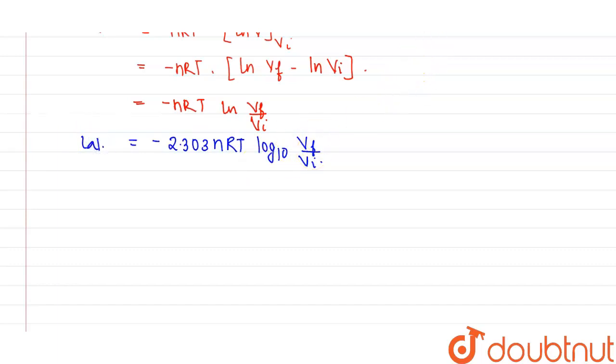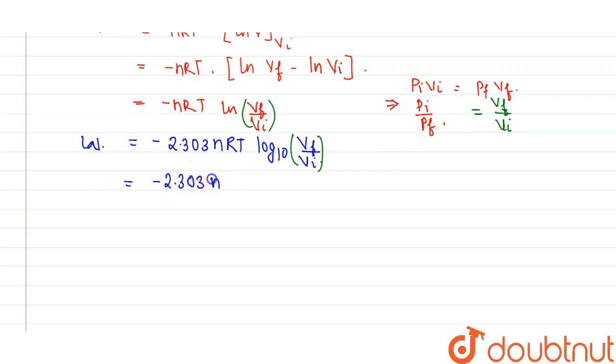Now we don't have the value of Vf by Vi, so we will substitute. We know PiVi is equal to PfVf. So Vf by Vi is equal to Pi by Pf. Now we apply this value here. As we know the initial pressure we have just calculated, it will be minus 2.303 nRT log base 10 of Pi by Pf.